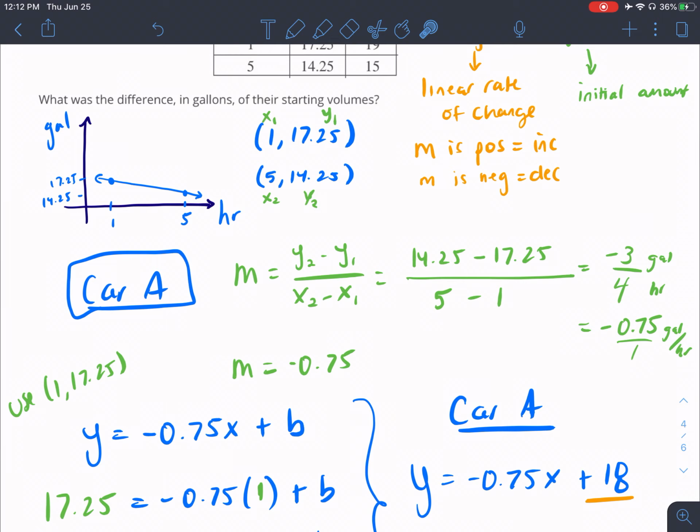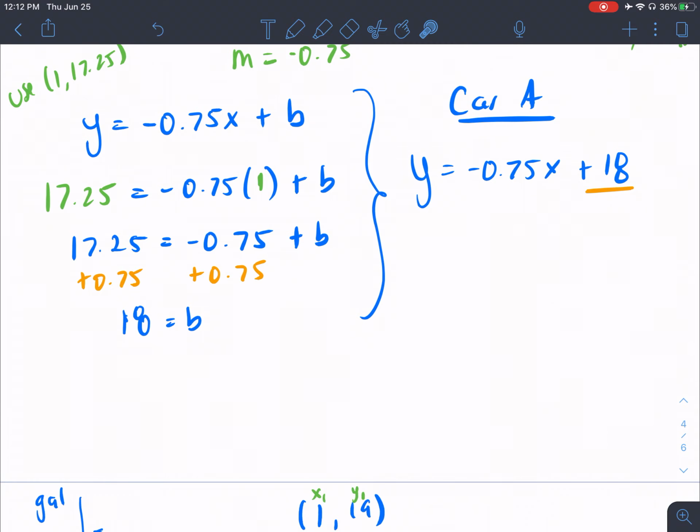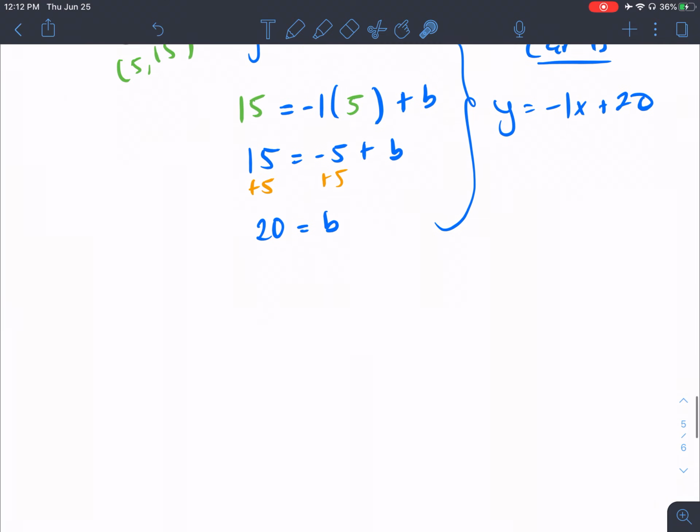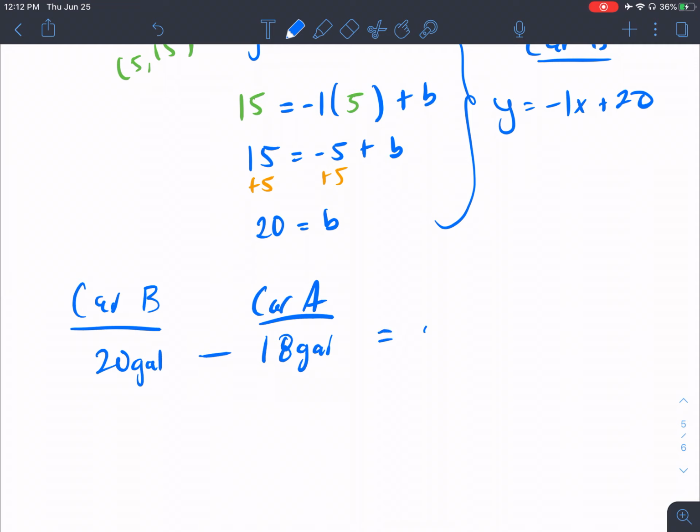What was the difference in the amount of gallons at the starting volumes? Well, car A has 18 gallons, and car B has 20 gallons. Since car B has 20 gallons to start with and car A had 18, we just subtract them, and the difference is 2 gallons, where car B started out with more gallons. All right. I don't think this part is the hard part. I think the hard part is finding these b values, these initial amounts.